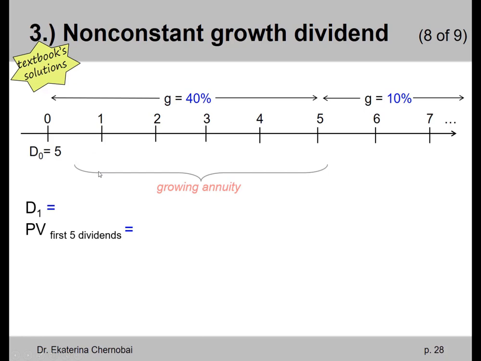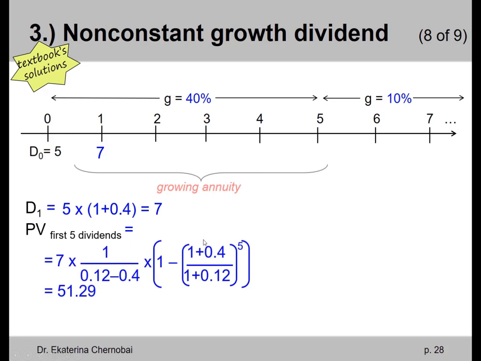And the first dividend in this growing annuity is $7. We already calculated it earlier. So it uses the growing annuity present value formula. Maybe you recall this very complicated formula from chapter 6 where it was introduced. And I also mentioned that you cannot do something like this in the financial calculator using those special keys. You have to do it by hand. So it gives the present value of the first 5 dividends, which is $51.29.